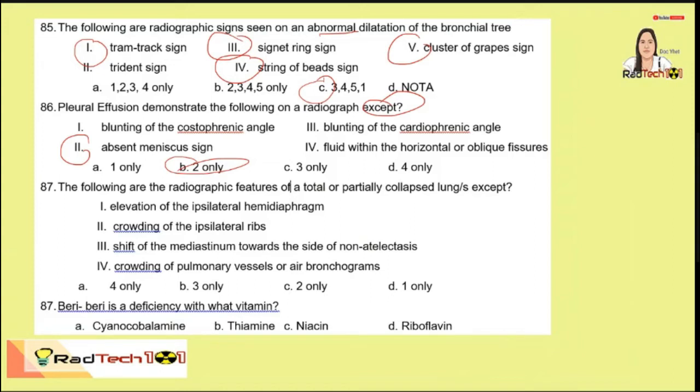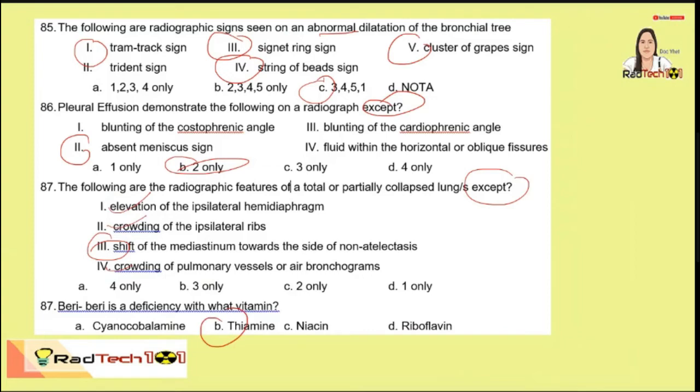Number 87: the following are the radiographic features of a total or partially collapsed lung, except 3 only. So this one: elevation of the ipsilateral hemidiaphragm, crowding of the ipsilateral ribs, and crowding of pulmonary vessels or air bronchograms. So they are all correct. This is the only wrong one: shift of the mediastinum towards the side of the non-atelectatic lung.